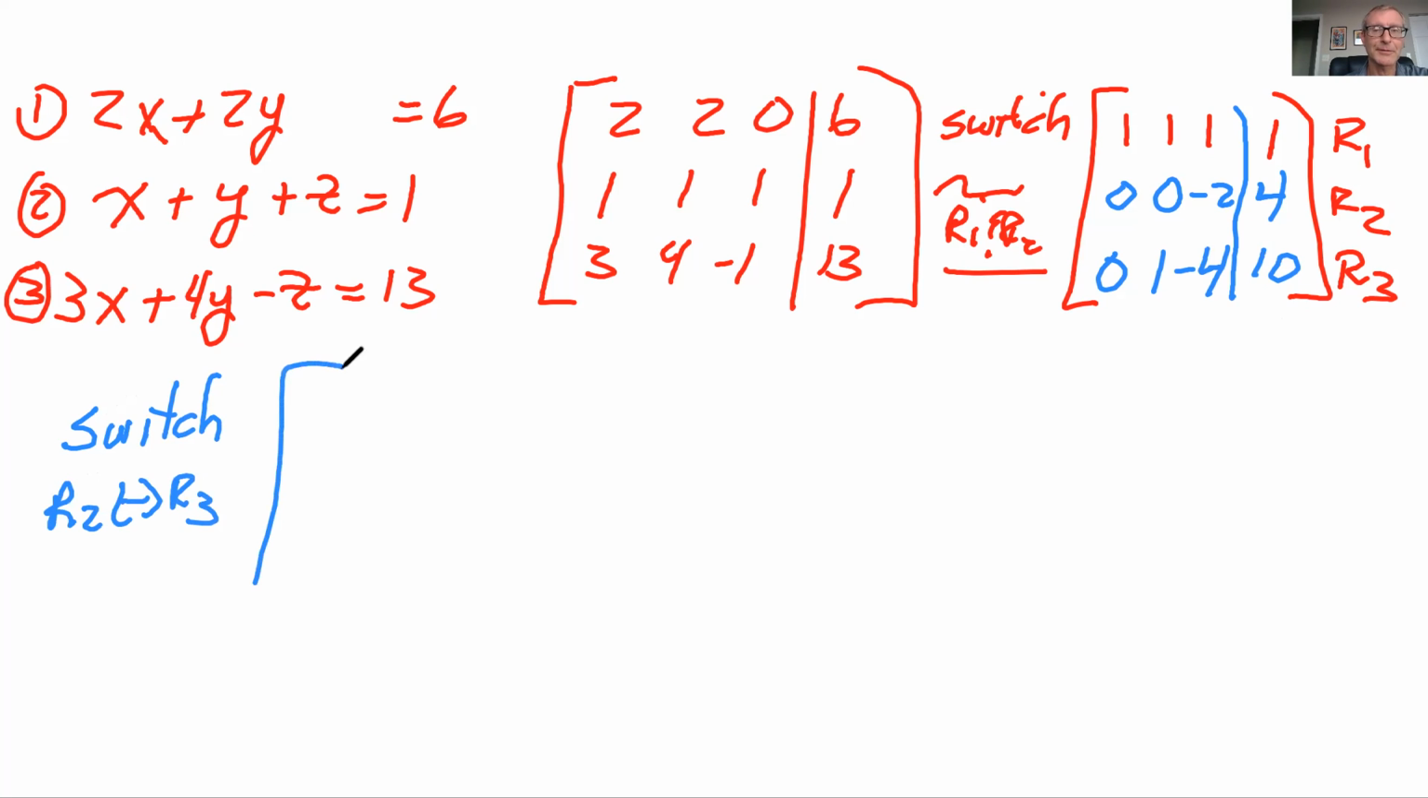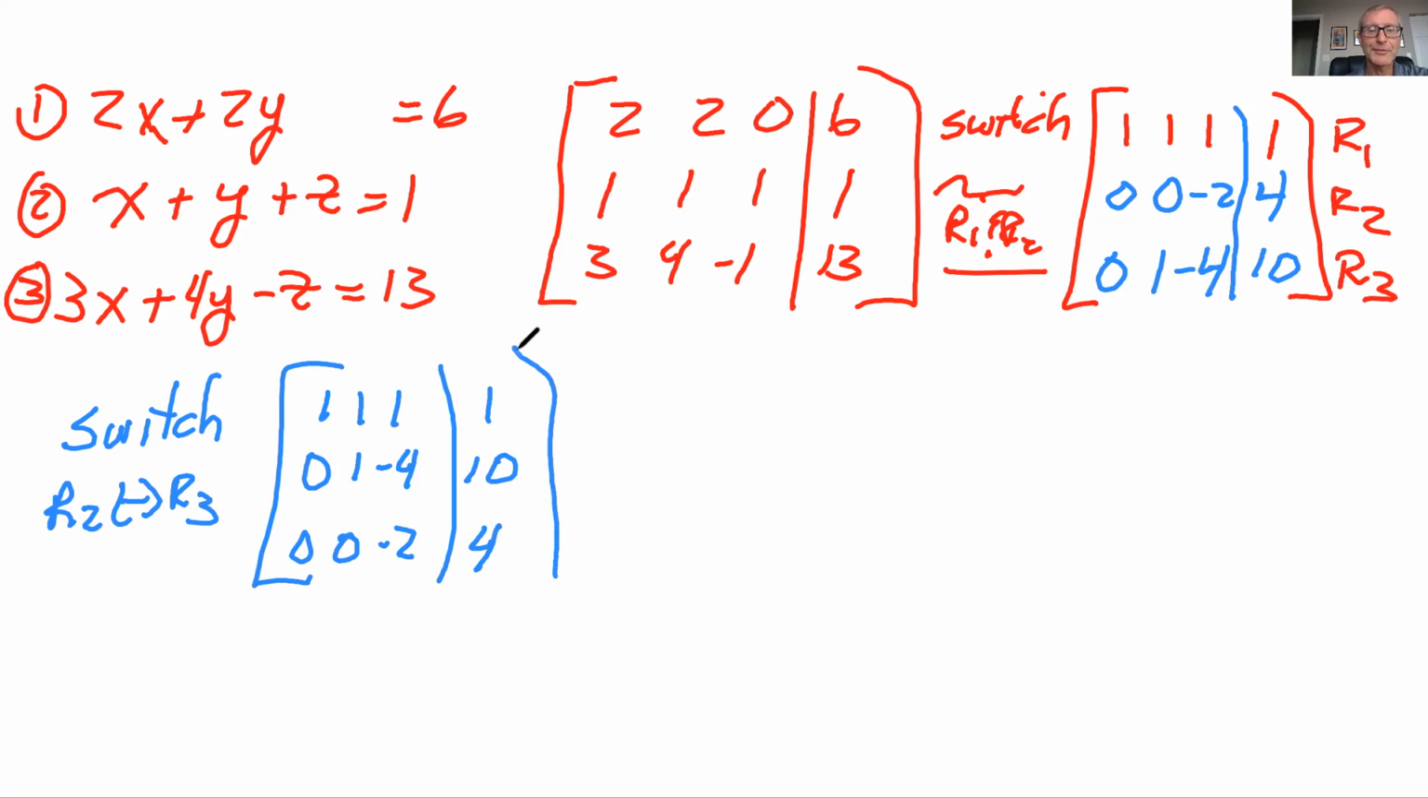So here's what it looks like. We still have 1, 1, 1, and 1 on top. And now we make 0, 1, -4, and 10. And then what we have on the bottom is 0, 0, -2, and 4. So this is almost in the row echelon form, where the key is that you have 1s on the diagonal and 0s anywhere underneath it.